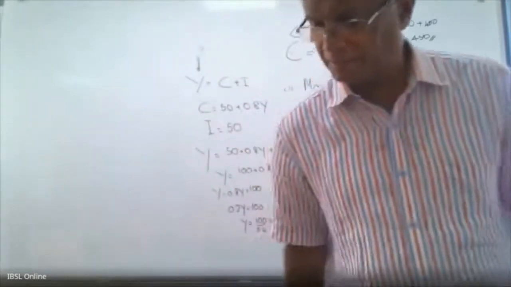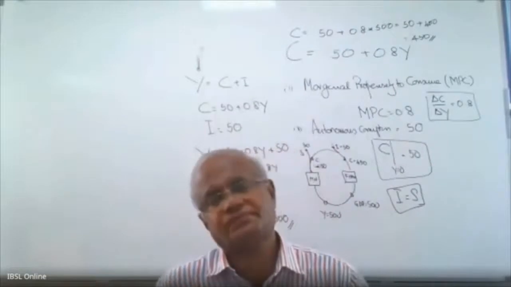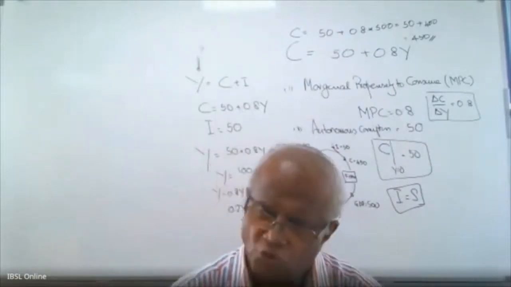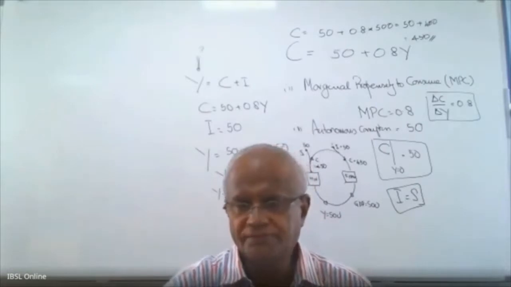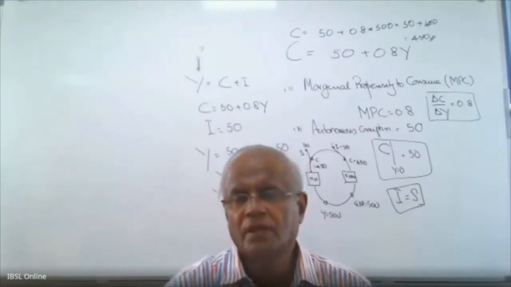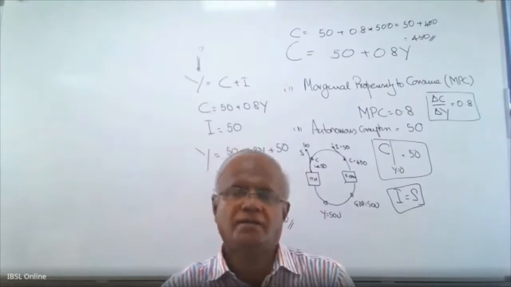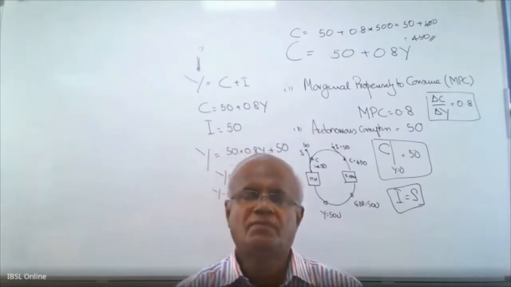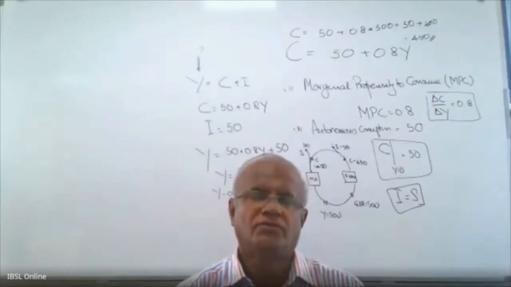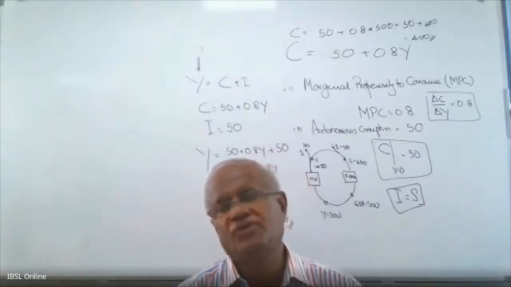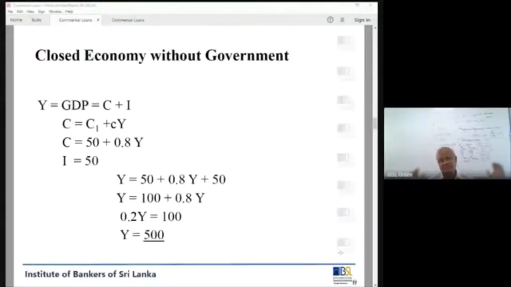Now, if you can understand this model fully, it is a simple model, a closed economy without government. C equals C1 plus CY, then 50 plus 0.8y, investment 50. You substitute this equation into the initial identity, then you can get Y equals 500.